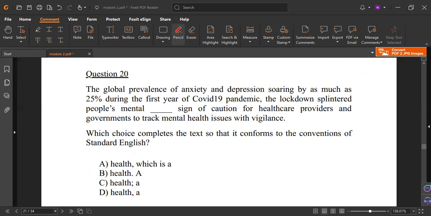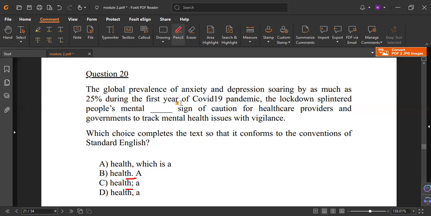Letter A, no. Let's follow the rules. Number one, before a full stop, before and after must be complete. Semicolon, before and after must be complete. We need to find the wrong answers.